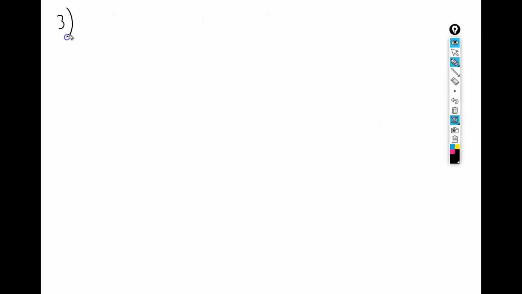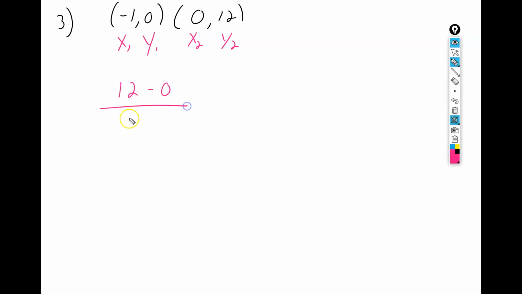Number 3, I have -1 and 0, and 0 and 12. This is x1, y1, x2, y2. So 12 minus 0 over 0 minus -1. I've got 12 over a positive 1, which reduces down to 12 as my slope.